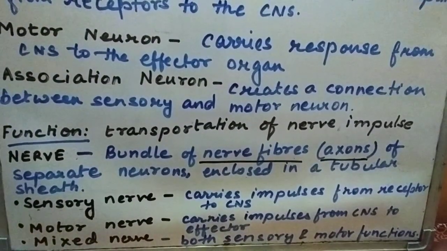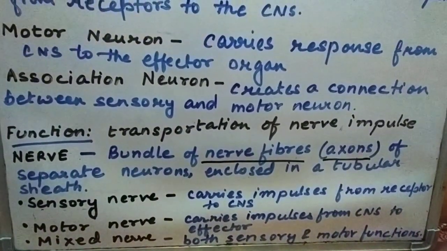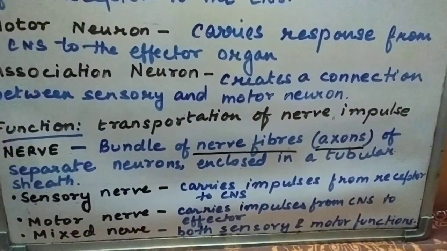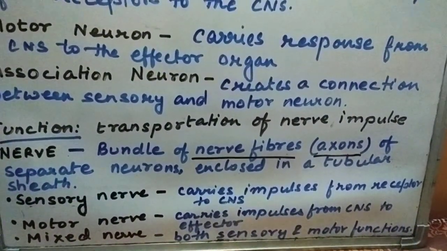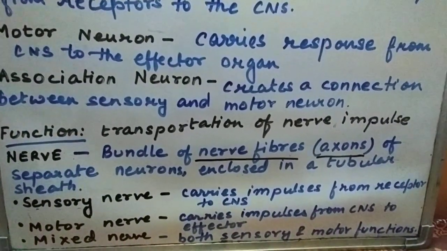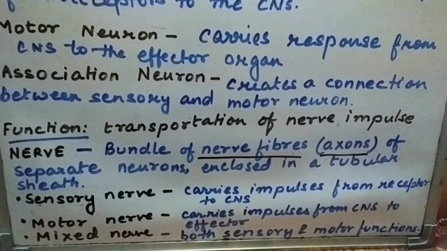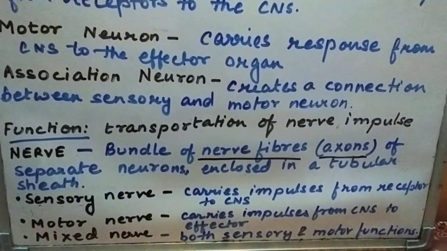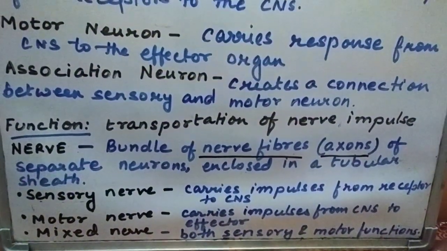The categories are sensory nerve, motor nerve and mixed nerve. Sensory nerve, same as sensory neuron, it carries impulses from the receptor to the central nervous system. So to the central nervous system, remember that. Motor nerve, it carries impulses from central nervous system to the effector. So it brings the impulse from CNS to the effector. And mixed nerve has both the function of sensory as well as motor nerve.